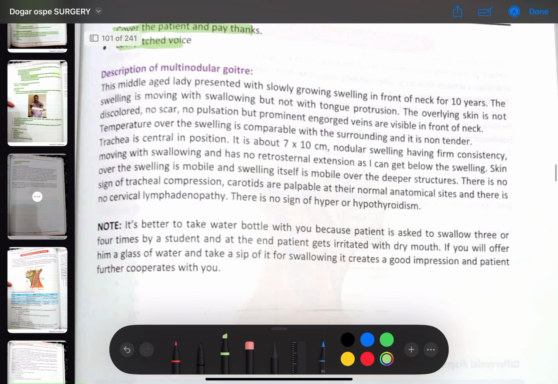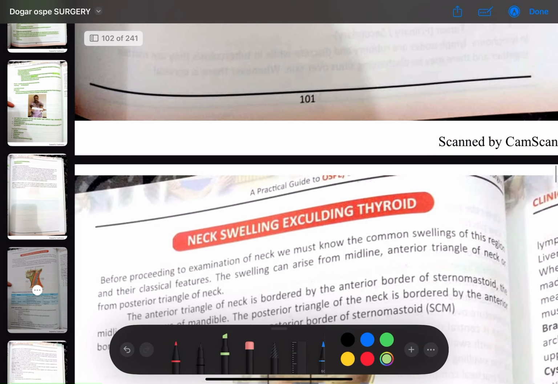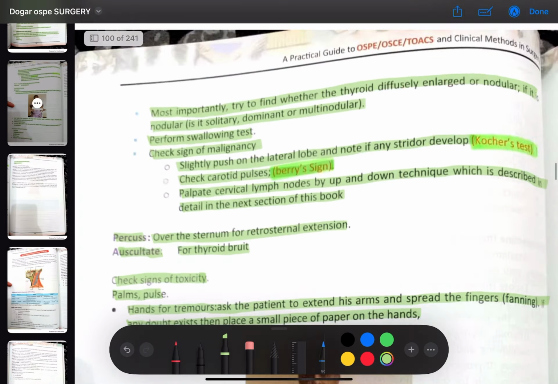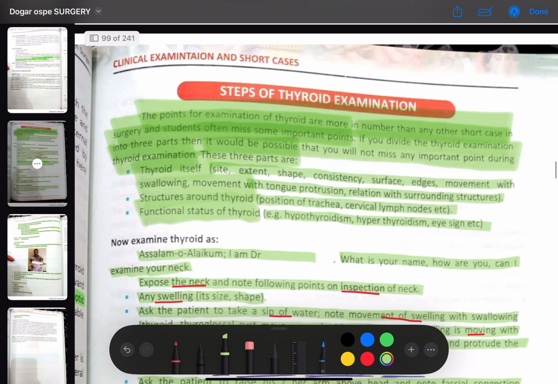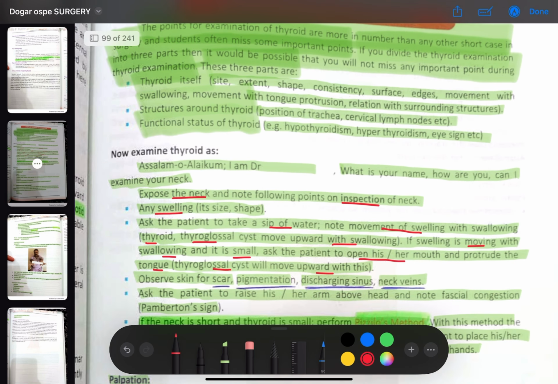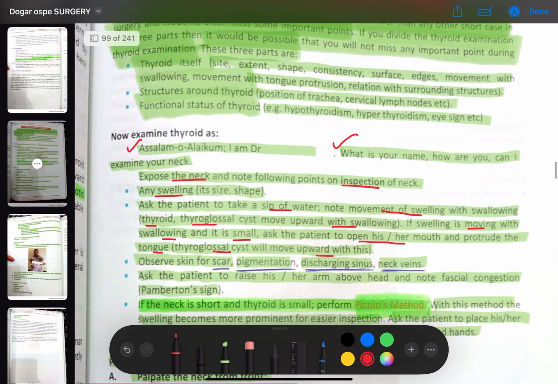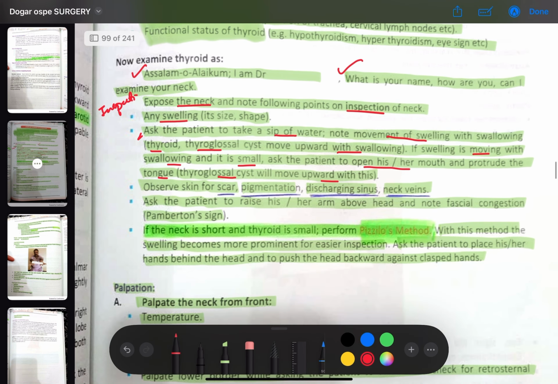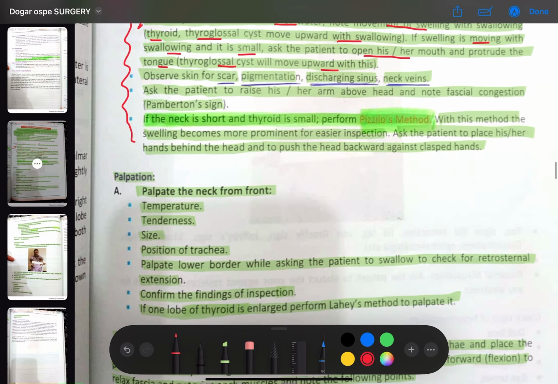This is the description of multinodular goiter. Okay, so let's revise what we have studied in the thyroid examination. First of all, greetings are done, then the introduction is done, and then consent is taken. Then you have to do the inspection. On inspection, expose the neck and note the following points. These are the points that are done in the inspection.